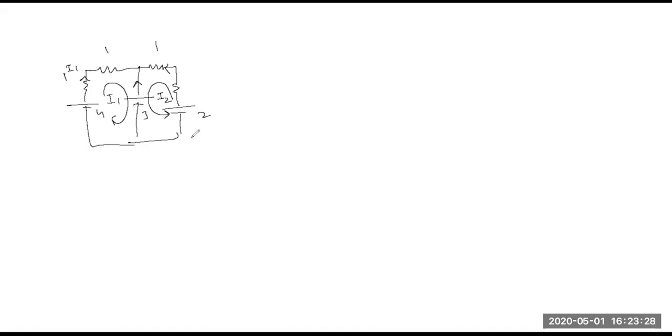So what's the first step? First step is to take the direction of currents, and second step is to take the direction of loops. Now, once you've done that, what you will do is this.